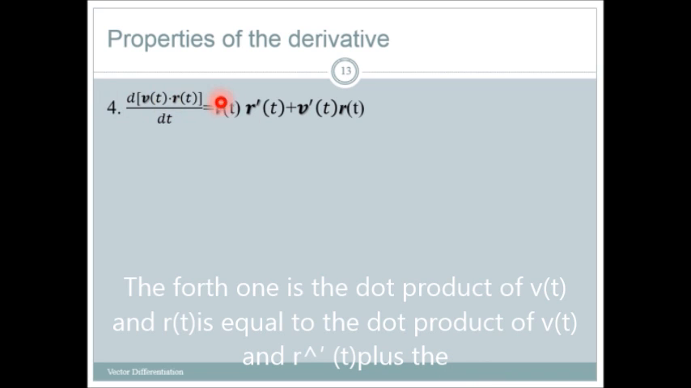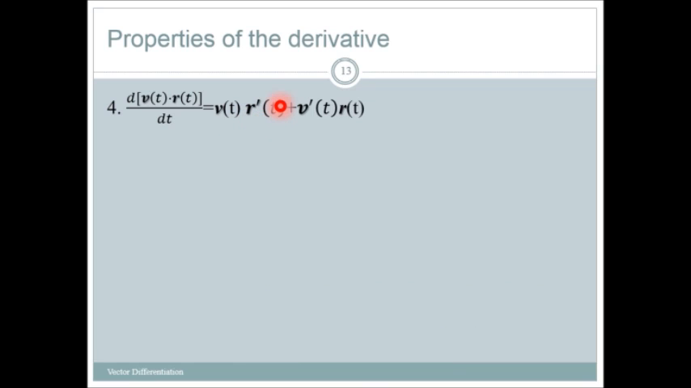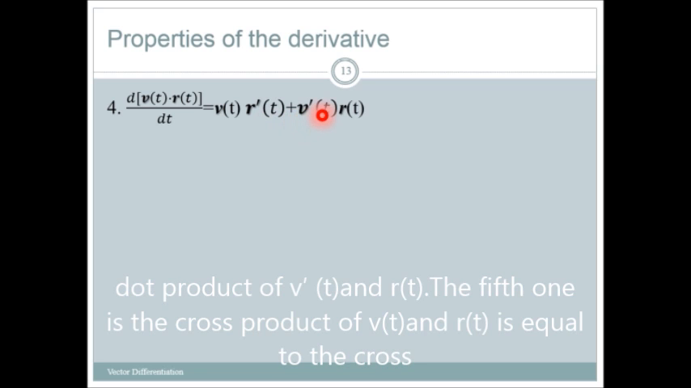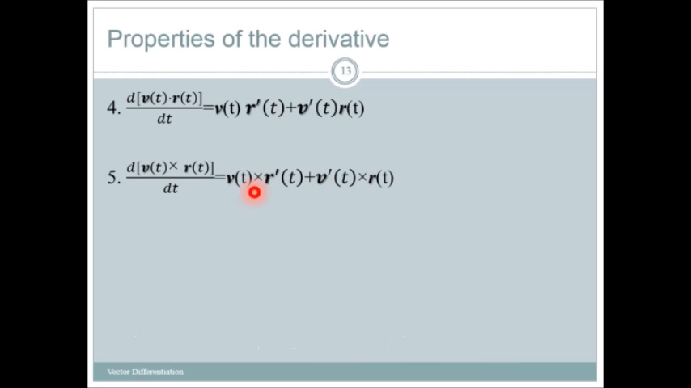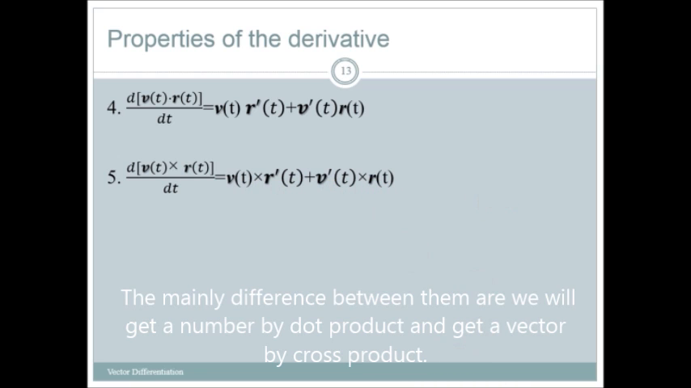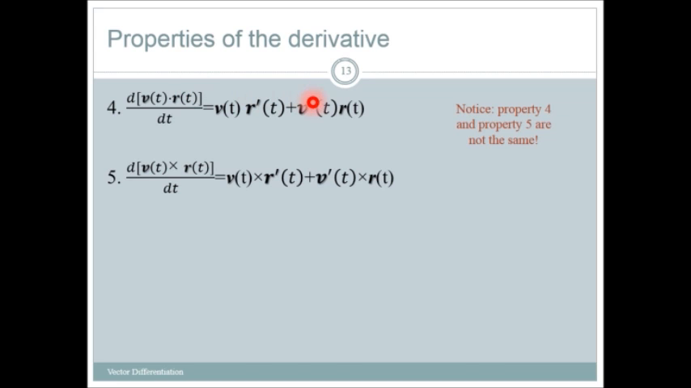The fourth one is the derivative of the dot product of v(t) and r(t) is equal to the dot product of v(t) and the derivative of r(t) plus the dot product of the derivative of v(t) and r(t). The fifth one is the derivative of the cross product of v(t) and r(t) is equal to the cross product of v(t) and the derivative of r(t) plus the cross product of the derivative of v(t) and r(t). The main difference between them is that we get a number from the dot product and a vector from the cross product.